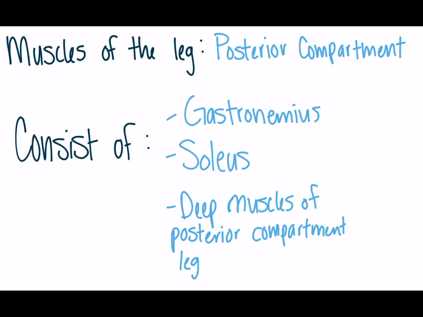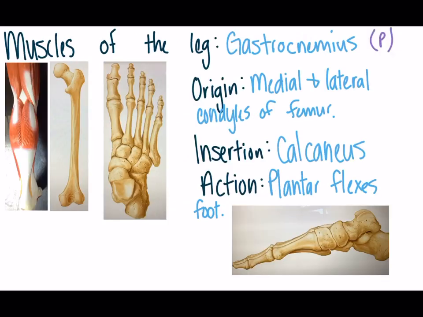and it consists of the gastrocnemius, the soleus, and the deep muscles of the posterior compartment of the leg. The first one is the gastrocnemius, and it is this muscle right here. Its origin is the medial and lateral condyles of the femur. So here is your medial, here is your lateral condyle.